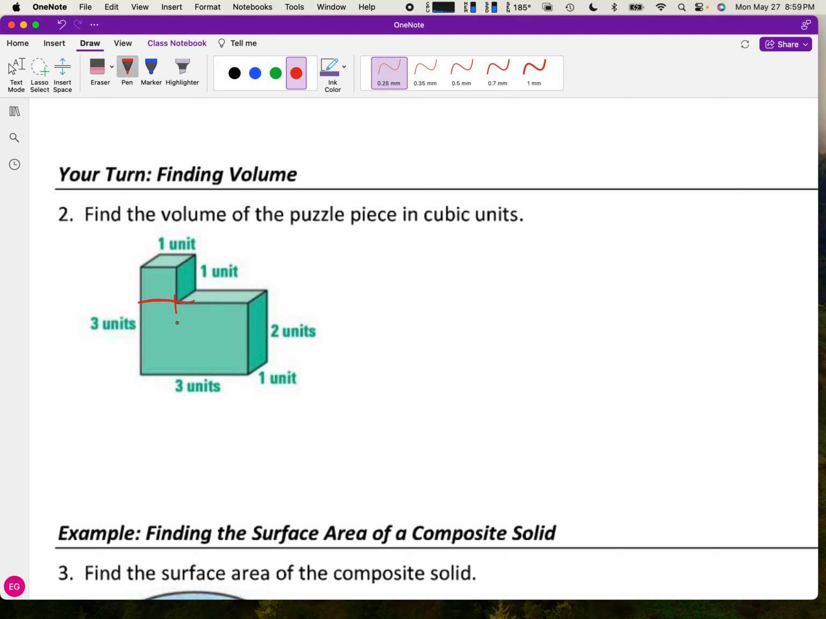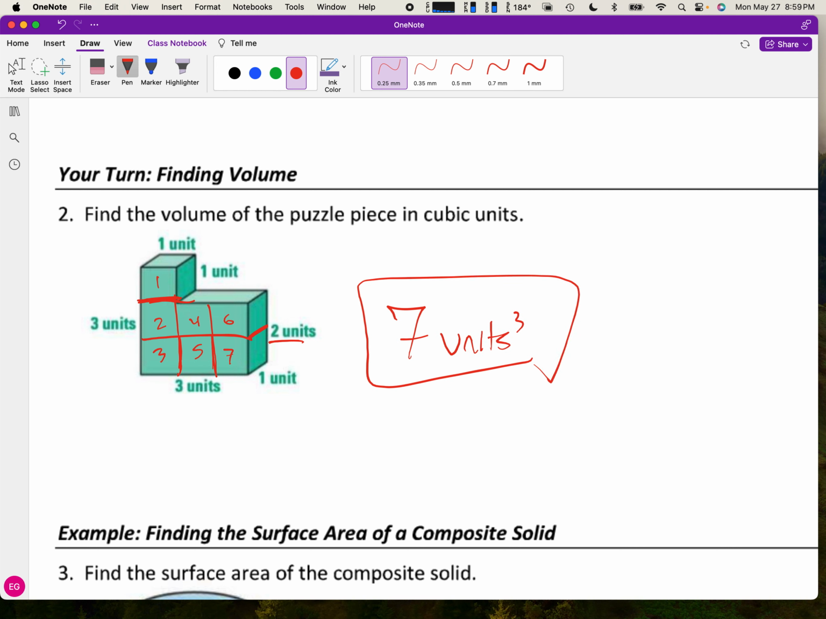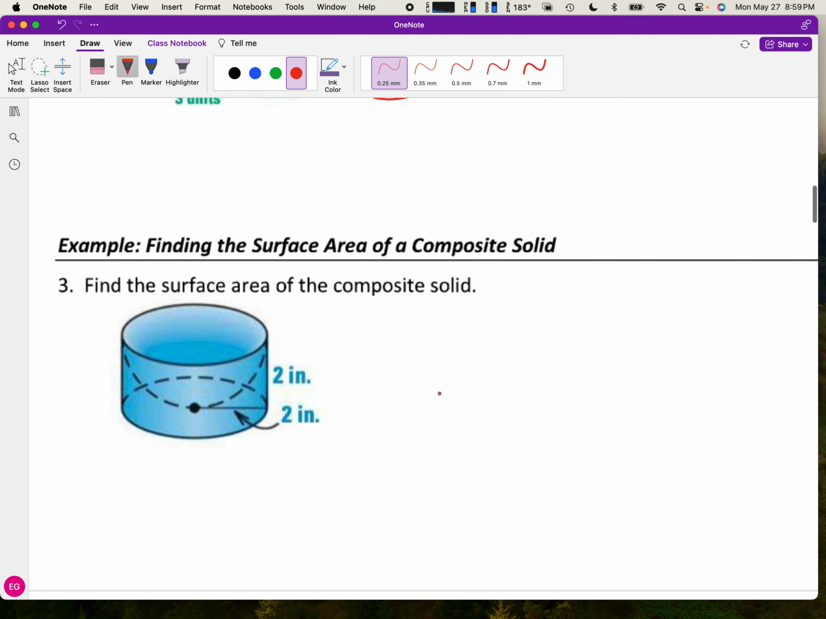What I would do here is divide this thing up into different pieces. So I have 3 units along the bottom, so I split it up into 3 sections. There's this little 1 unit up top, and then based off of this 2 units right here, I split this guy up into 2. So I can now actually just count 1, 2, 3, 4, 5, 6, 7. This thing is going to be 7 units cubed for its volume. That's crazy, right? So much fun. I know. You're having a blast.